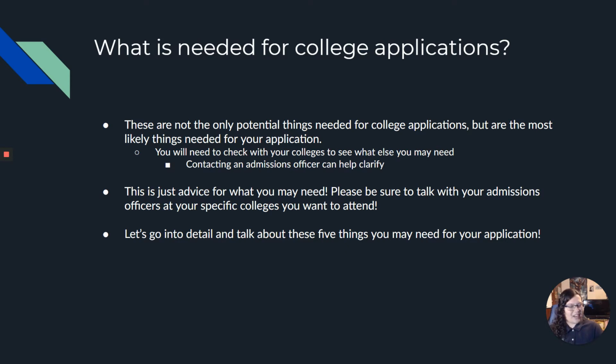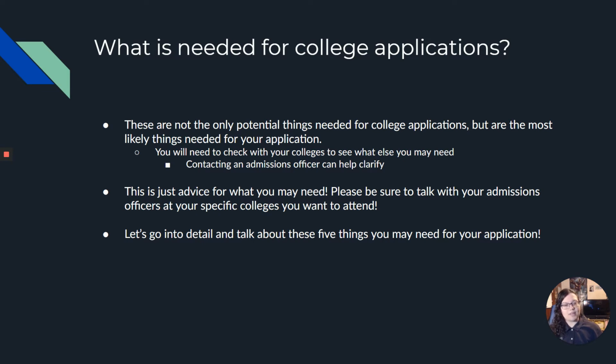And also, this is just advice for what you may need. Like I said before, please be sure to talk with your admissions officers at your specific colleges you want to attend. These are the people who work to actually help people submit for colleges. These are the people who go through all these applications that are received, and they really do have some level of inside knowledge as to what things they're looking for, what things they aren't. How can you tailor your application to make your acceptance a little bit more likely?